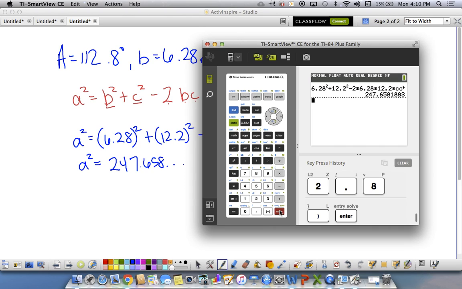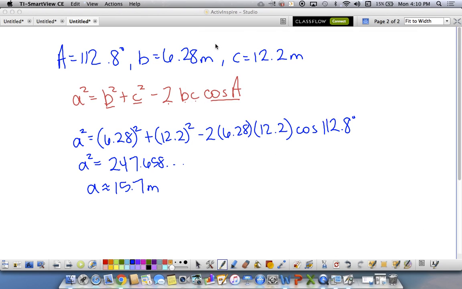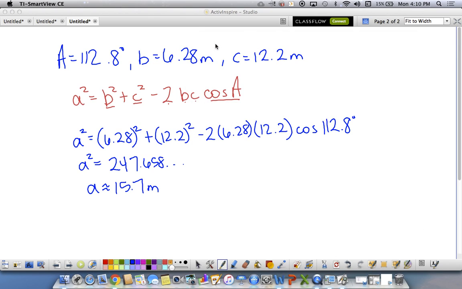I need to find the square root. So second square root, second answer, equals, A is approximately 15.7 meters. All right. Then what else do we need to do? What's our next step? The important piece was the smaller of the two angles. Correct. So actually, in this case, it really wouldn't matter because A is so big.